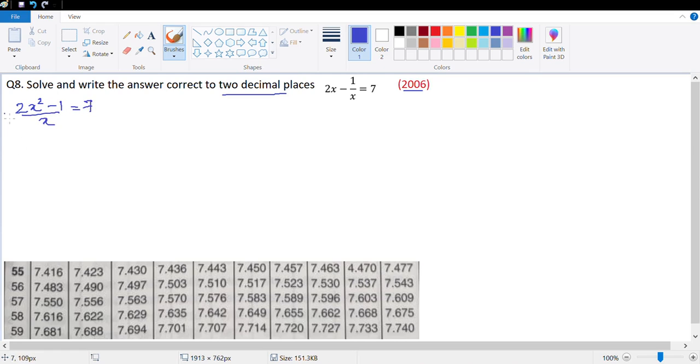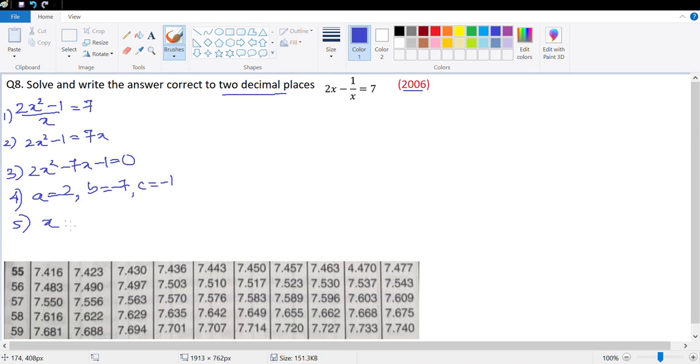Cross multiplying, we get 2x squared minus 1 is equal to 7x, which means 2x squared minus 7x minus 1 is equal to 0. Comparing it with the standard form, a is equal to 2, b is equal to negative 7, c is equal to negative 1. Apply it in the formula, x is equal to negative b, which is negative of negative 7, which means 7, plus minus the square root of b squared, which is 49, minus 4a, that's 2, into c, that's negative 1, upon 2a, in this case 2 into 2.